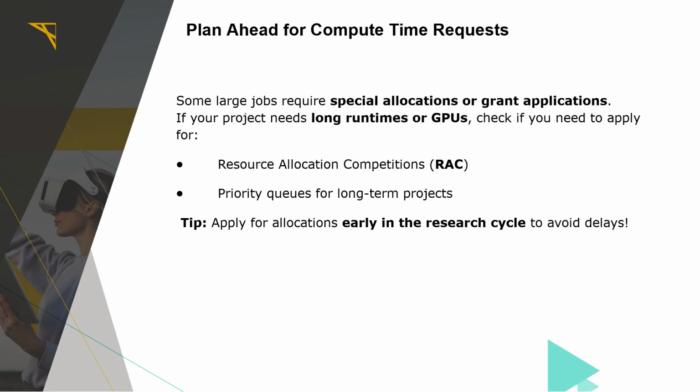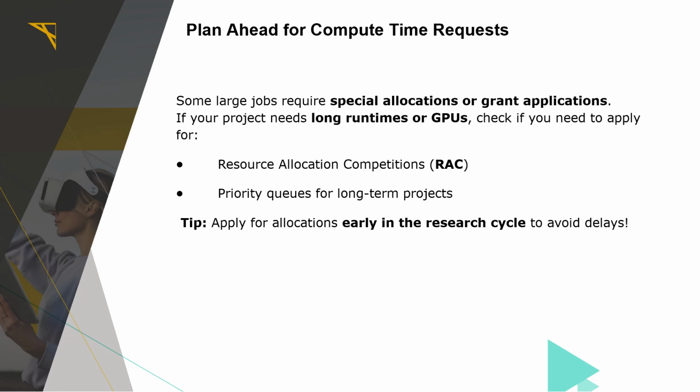So the third tip is to plan ahead for compute time resources. There are some jobs, especially if you're working in a team and it's a very large job. For example, for NLP models, there's something called pre-training where you have to train a model with large amounts of data, usually in millions, right? That is going to require special allocations or grant applications, and for the tips and tricks you need to apply for such allocations, you can check our video. The link of that video will be in the description below.